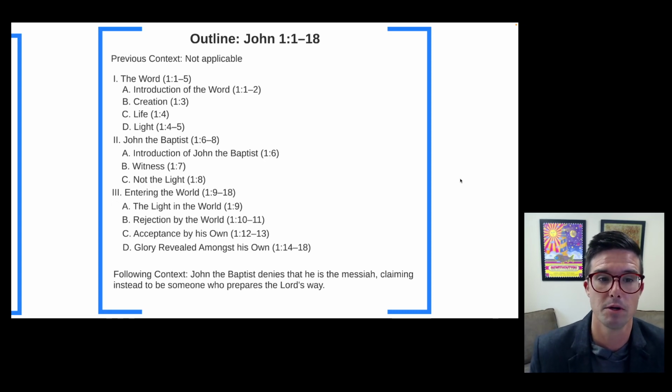And then in this third movement, we have this bit about entering the world or journeying. So the light comes into the world, is rejected by the world, but is accepted by those who will become children of God.